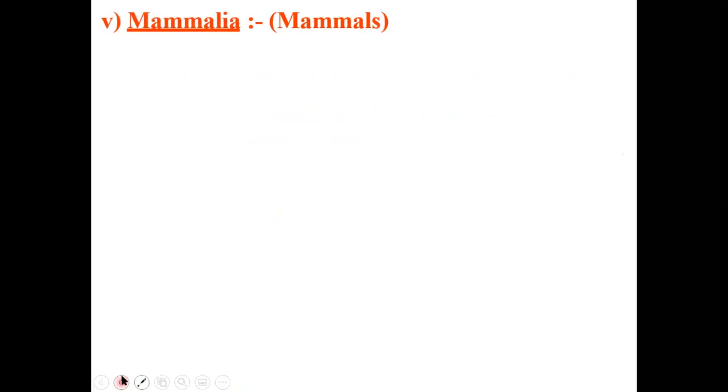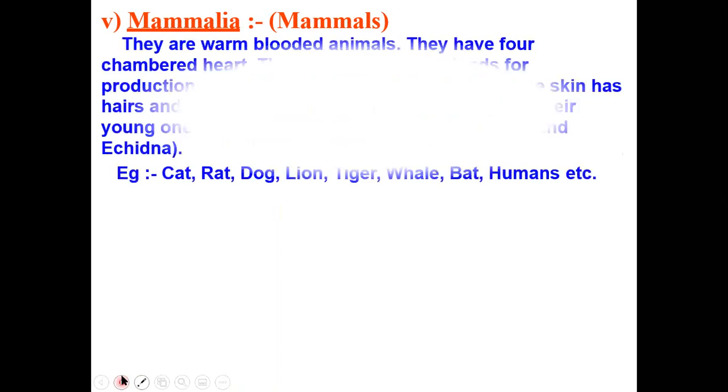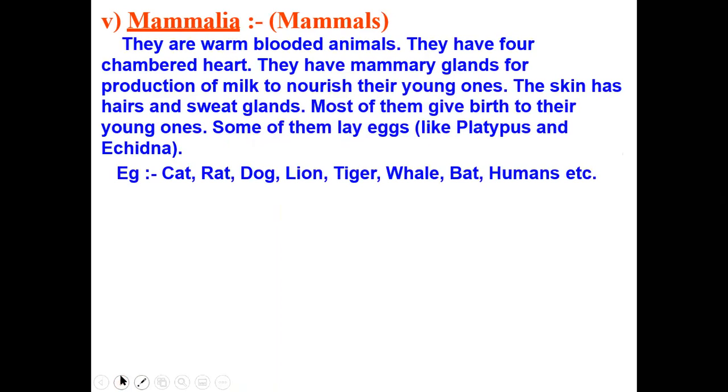Next is Mammalia, the mammals. They are warm-blooded animals. They have a four-chambered heart. They have mammary glands for the production of milk to nourish their young ones. The skin has hair and sweat glands. Most of them give birth to their young ones. Some of them are egg-laying, like platypus and echidna. Examples of mammals are cat, rat, dog, lion, tiger, whale, bat, and we humans.